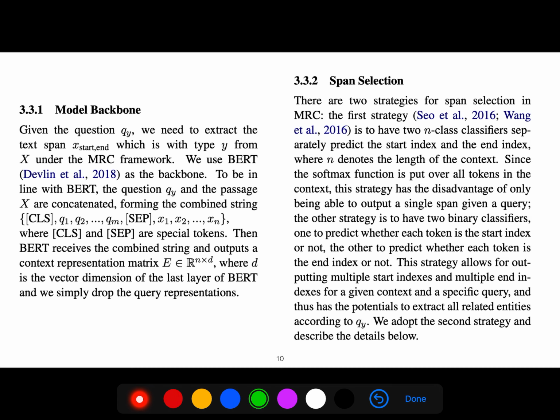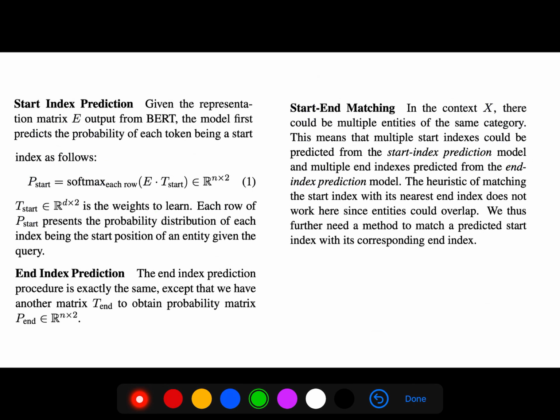The model backbone is typically, for example, BERT, where we put the question, separate it with the separation token, and then the passage X that we need as the context. But there are different ways for representation. For start index prediction, we just use a softmax of E, which is the representation from BERT, times the start weight that you want to learn. The same thing for the end.